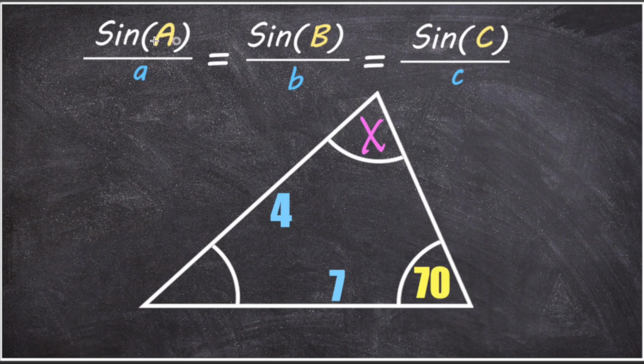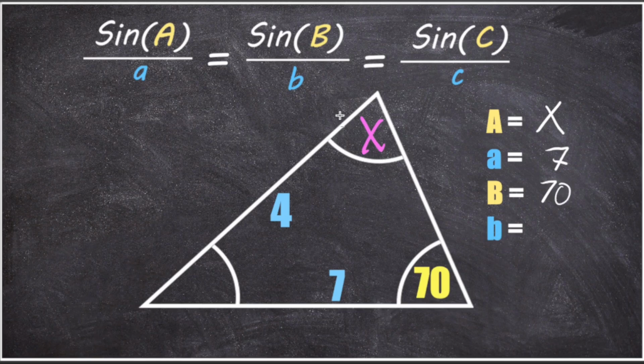We'll only need to use two of the formulas in the equation and I'm going to use sine A and sine B. So for capital A, which is an angle, I'm going to assign the top angle, which is x. Opposite x is 7, so that's going to be the opposite edge value, little a, so a equals 7. Then the other angle is 70 degrees, so let's make B 70 degrees. And little b must be the length of the edge that's opposite the angle B. Well, you can see that that's 4, so little b equals 4.